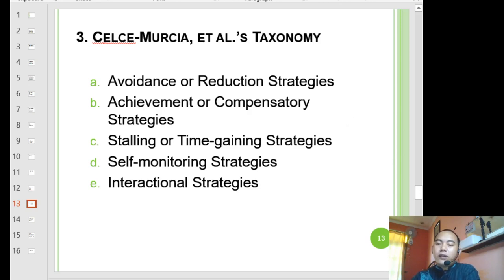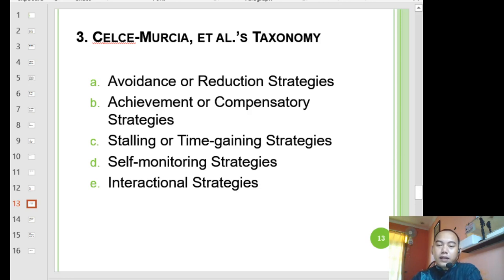B. Achievement or compensatory strategies. They are circumlocution, approximation, all-purpose words, non-linguistic means, restructuring, word coinage, literal translation from L1, code switching to L1 or L3, and retrieval. And C. Stalling or time-gaining strategies. They are fillers, hesitation devices, and gambits, self and other repetition. D. Self-monitoring strategies. They are self-initiated repair and self-rephrasing or over-elaboration.